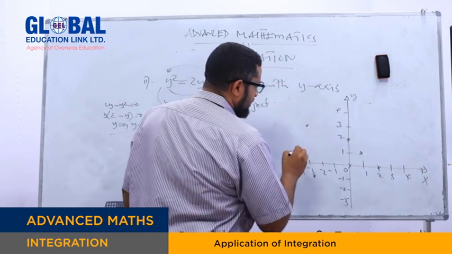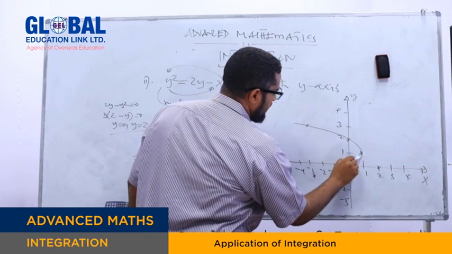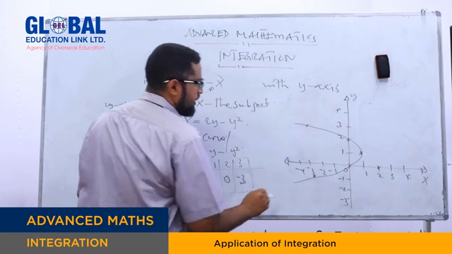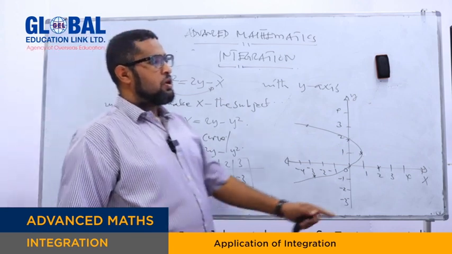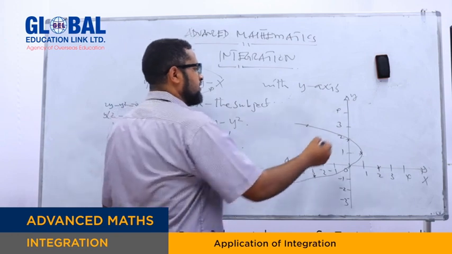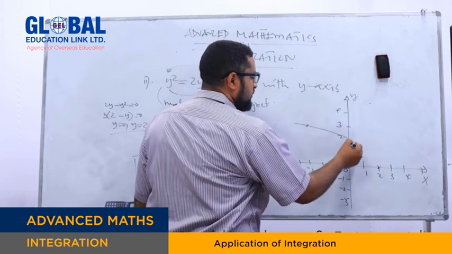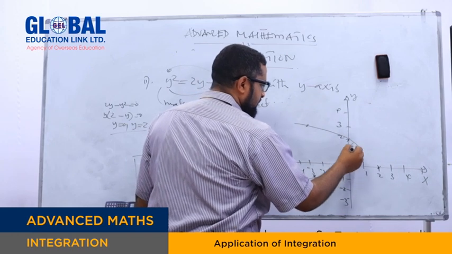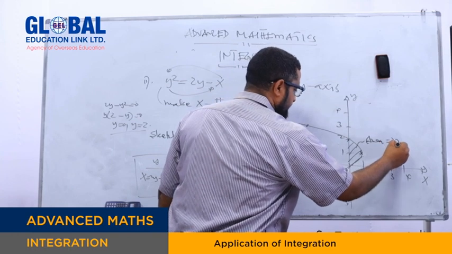Now, joining the points, you will be having such kind of a graph. But we are asked to find the area between the curve and the y-axis. So the y-axis, it means this is the y-axis. So the region that you're supposed to find is this part. This is the required area.